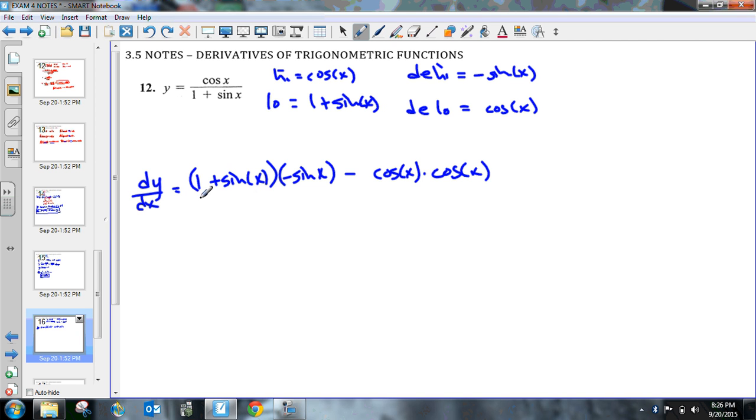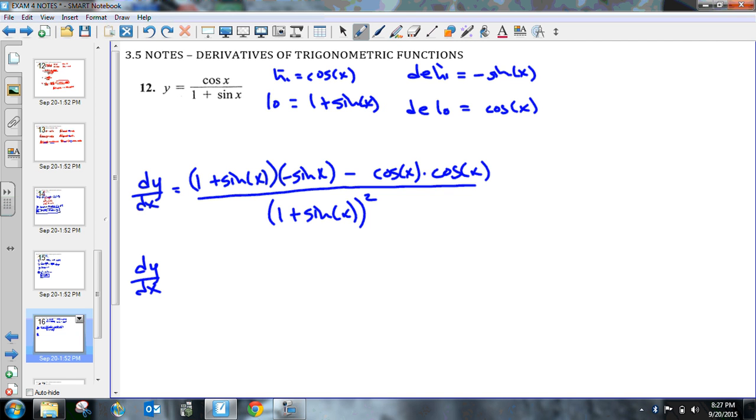All right, and then this is all over the quantity 1 plus sine of x, that quantity squared. Okay, so this is unsimplified. As long as you guys are getting to this point, I'm happy. Let's go ahead and try and simplify this.